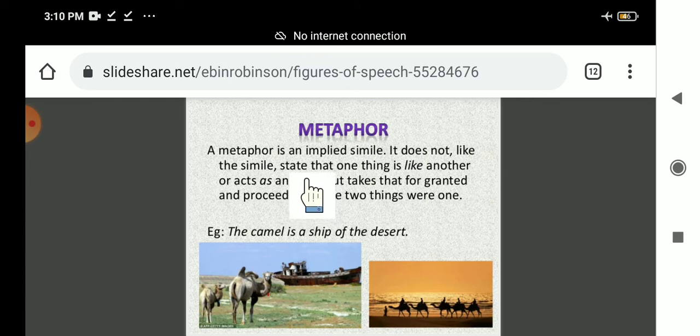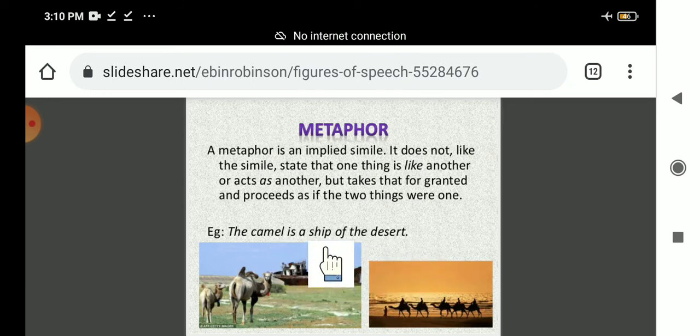You can read here. One thing is acting like another. If one thing is acting like another, then that other's character is given to this one thing. What do you mean here? See the example: The camel is a ship of the desert. Here the camel is an animal which is found in the desert, but it is considered the ship of the desert.